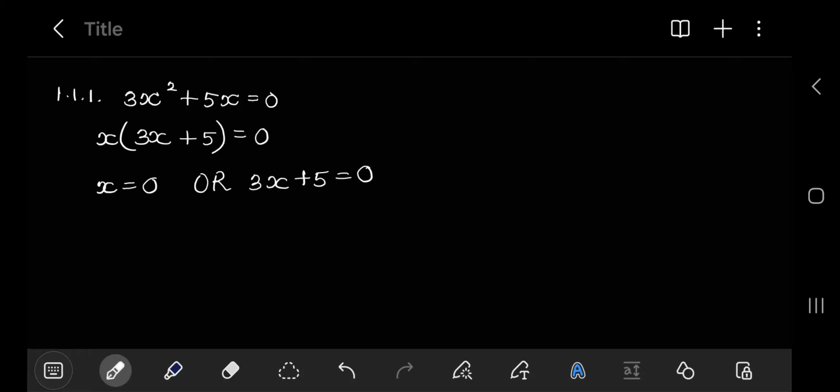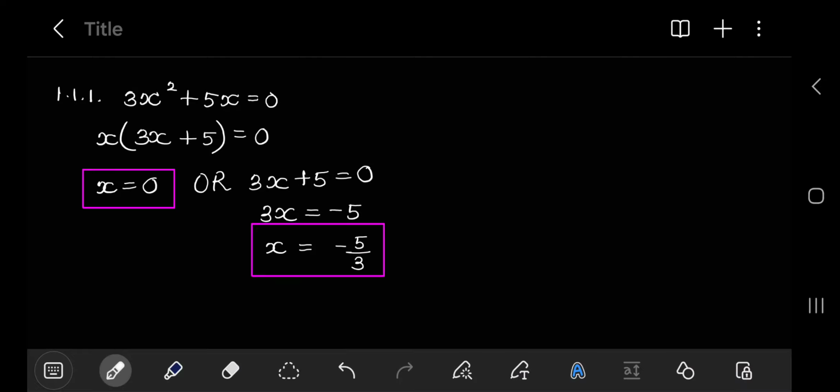So in the first equation, we've got x is equal to 0. We cannot do anything further. But in the second equation, let's take the positive 5 over to the right. It becomes negative 5. Let's divide throughout by 3. So we have x is equal to negative 5 over 3. So those are our two solutions for x.